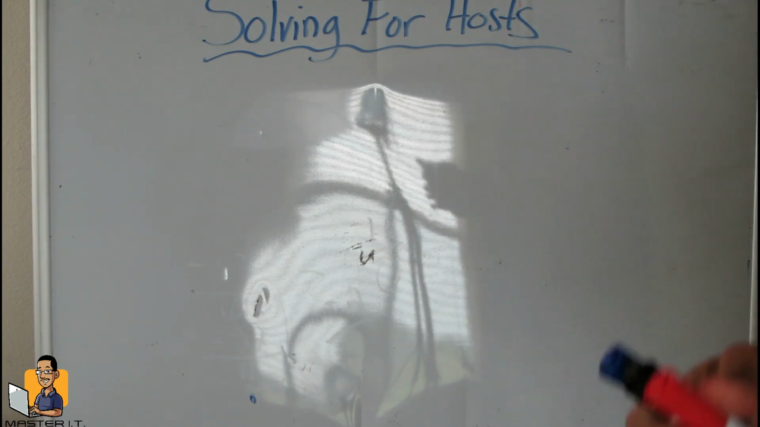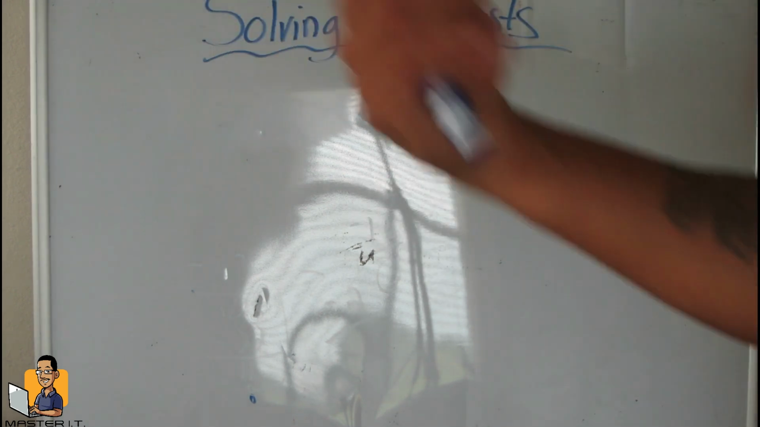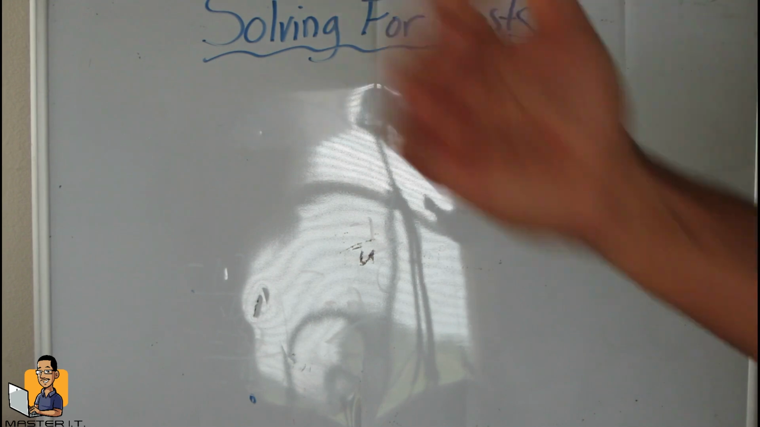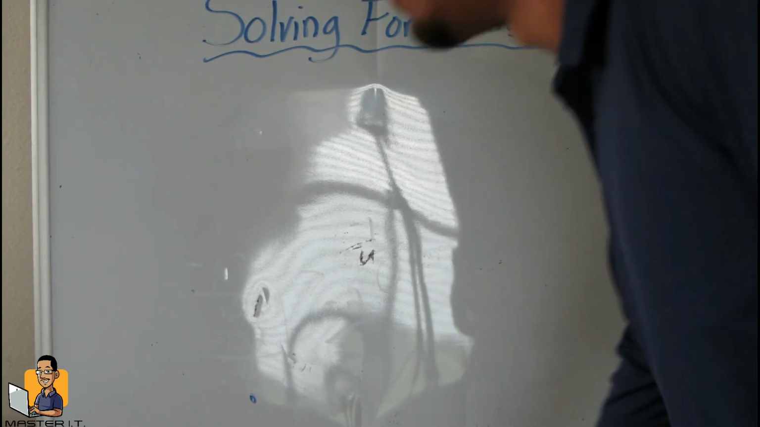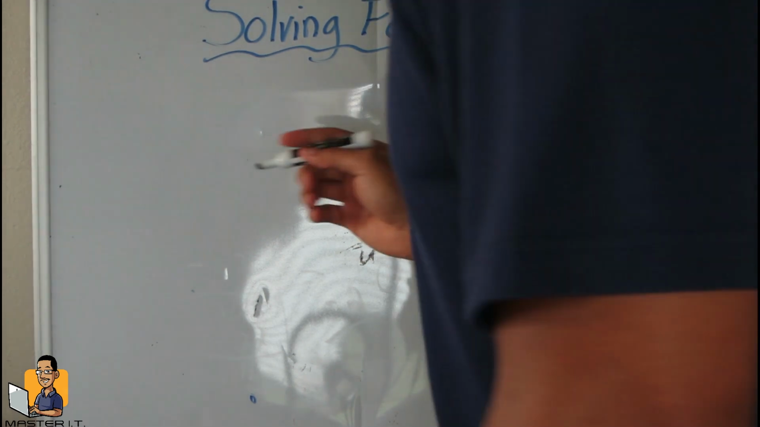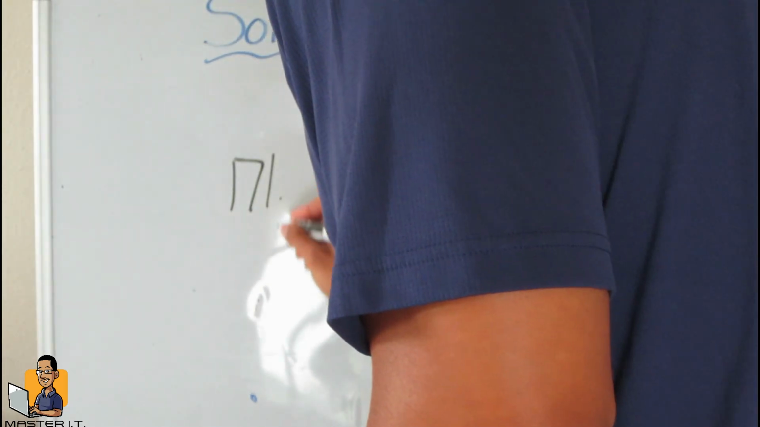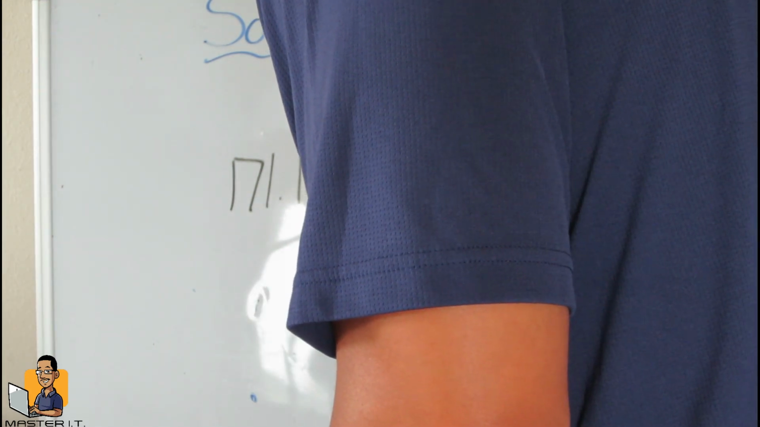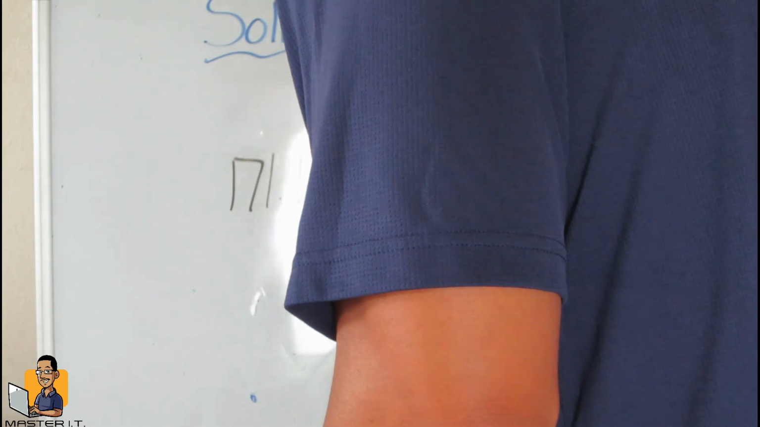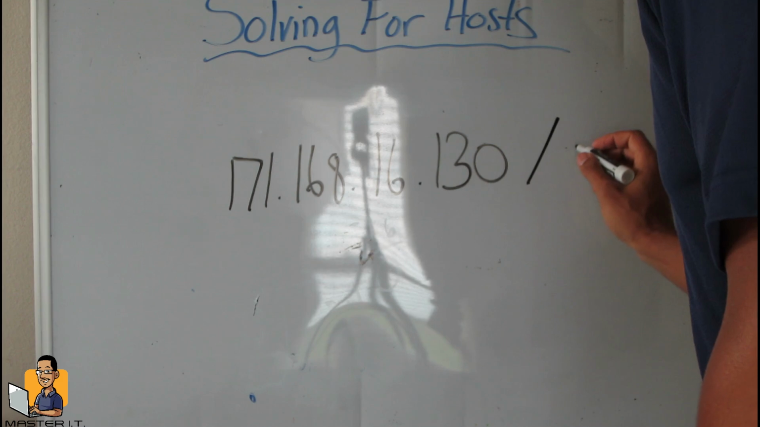We're going to use the same IP address the whole time to avoid any confusion. We already converted from decimal to binary. Now we're going to solve and see how many hosts we can fit on this network, and we're going to add a new little feature and explain it to you guys. So the IP address is 171.168.0.0.16.130. And I'm going to add one other thing: slash 25.